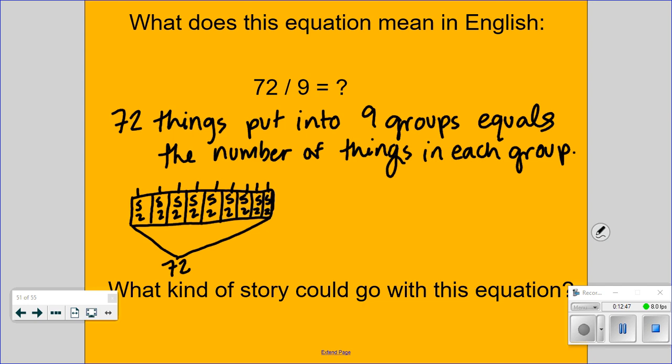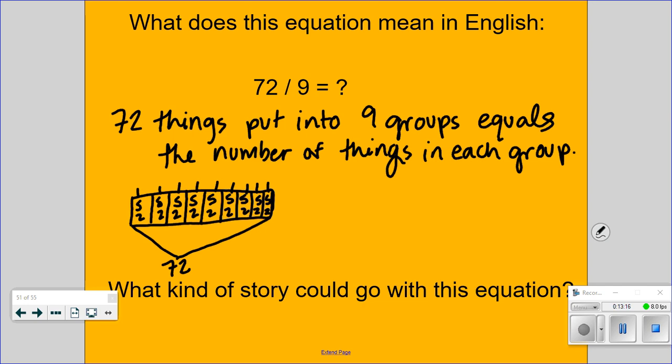So it took 152. Is it 152? No. It's 8. Yeah, you just are adding those together. So 5 plus 2 plus 1 is just 8. Each group had 8. Each group had 8.